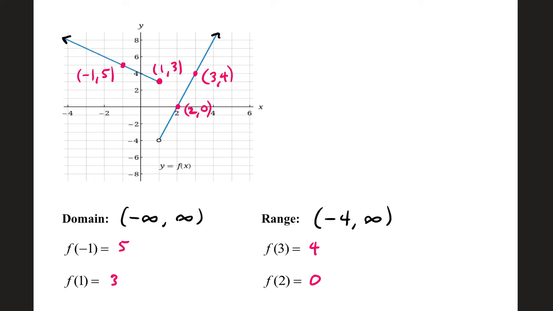Switching to function values, go to the graph where x is -1, and you'll find a y value of 5. That's your function value. F of +1, we have an open circle and a closed dot. The closed dot is the one you count. So where x is 1, our y value or function value is 3. Only count the closed-in dots. Where x is 3, on the graph we have a y value of 4, and where x is 2, on the function we have a y value of 0.